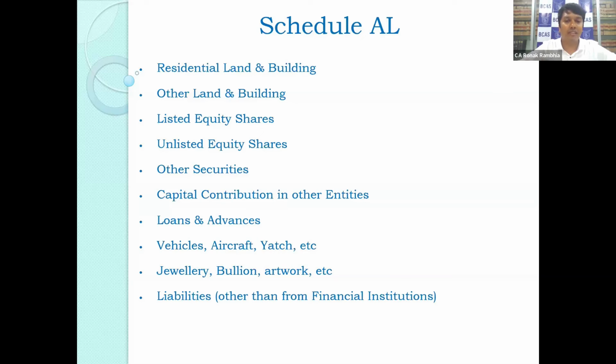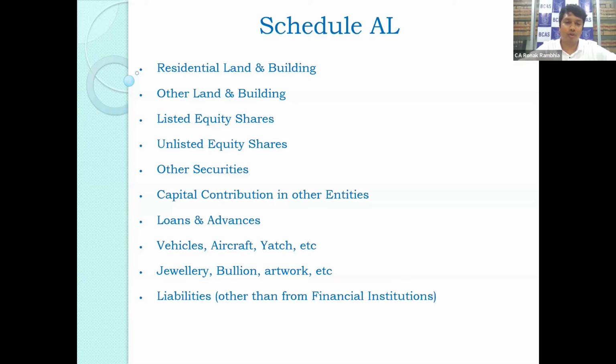In case of unlisted company, you have to mention whether the new acquisition is done by fresh issue or it is purchased from another shareholder. So for unlisted equity shares, one has to mention this. Then obviously the capital contribution in other entities also has to be mentioned. In case of loans and advances, one has to mention the movement also, that is the opening balance, amount received, amount repaid, interest charge, interest percent, and then you arrive at the closing balance of the loans and advances.